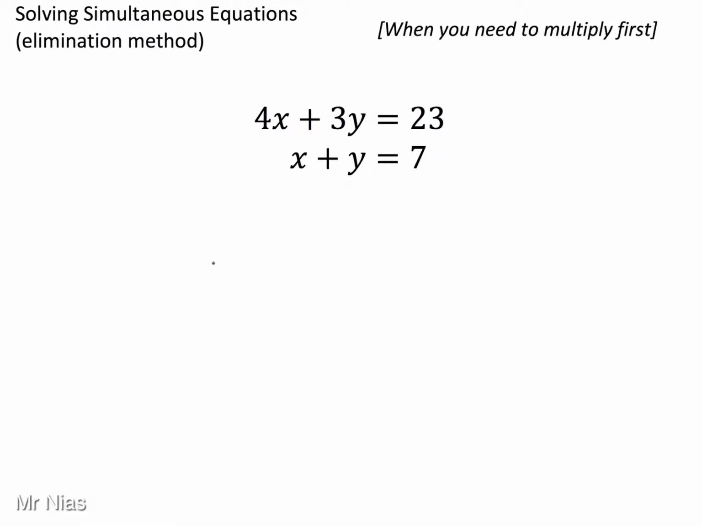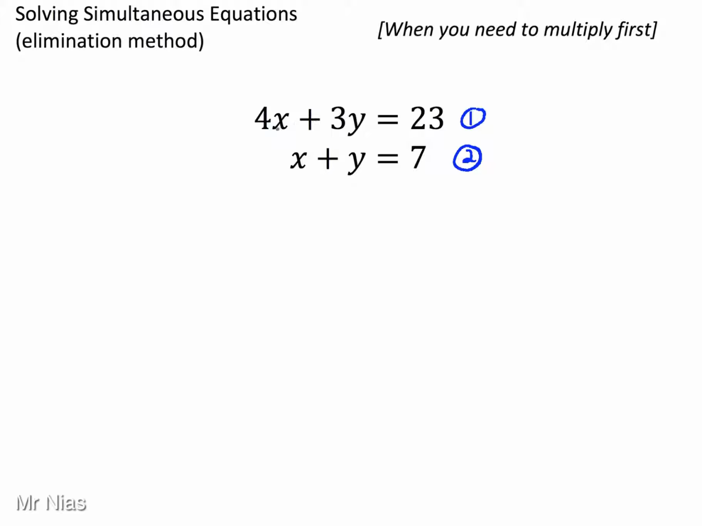Okay, so here's stage 3 of solving simultaneous equations. Now this time we need to multiply one of our equations first because we don't already have the same quantity of either x or y. First things first, as always, I like to label my equations in case I need to refer to them. So there's equation 1 and there is equation 2.